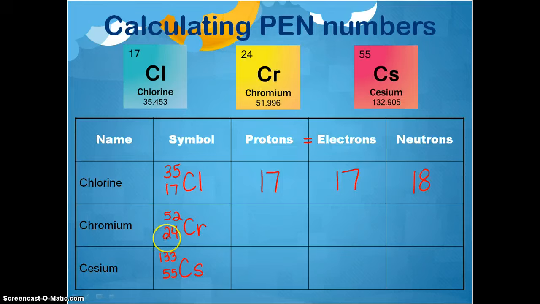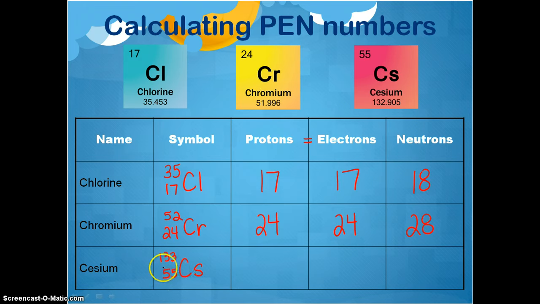Moving on to chromium, again, looking at that bottom number for my protons, it is 24. Protons are equal to electrons, so I also have a 24. And to find my neutrons, I'm subtracting, so 52 minus 24 is going to give me 28. That one is done, and our last one is for cesium.